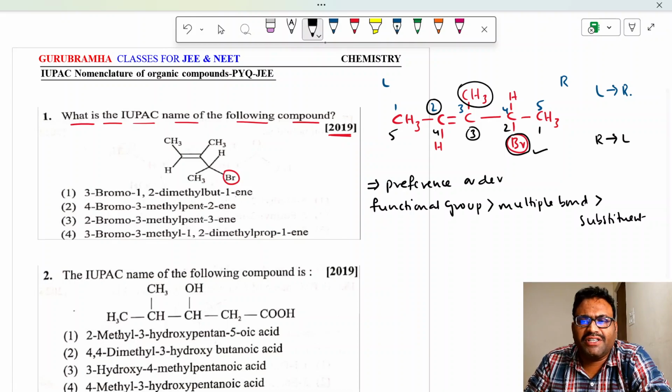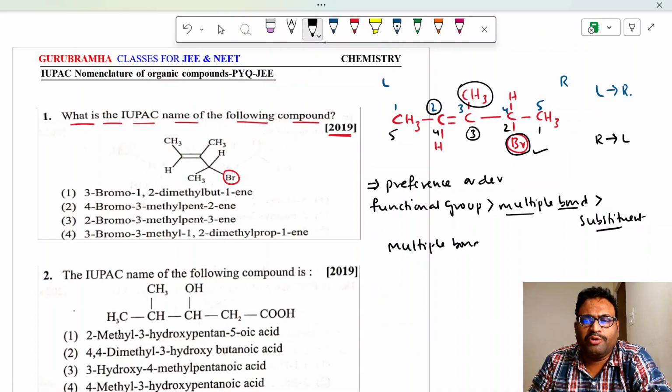So here what is present in the structure? Multiple bond and substituent are present. Among multiple bond and substituent, which is to be given more preference? Multiple bond. Giving preference means we have to see that when you are numbering, its position must be least. Multiple bond position must be least.